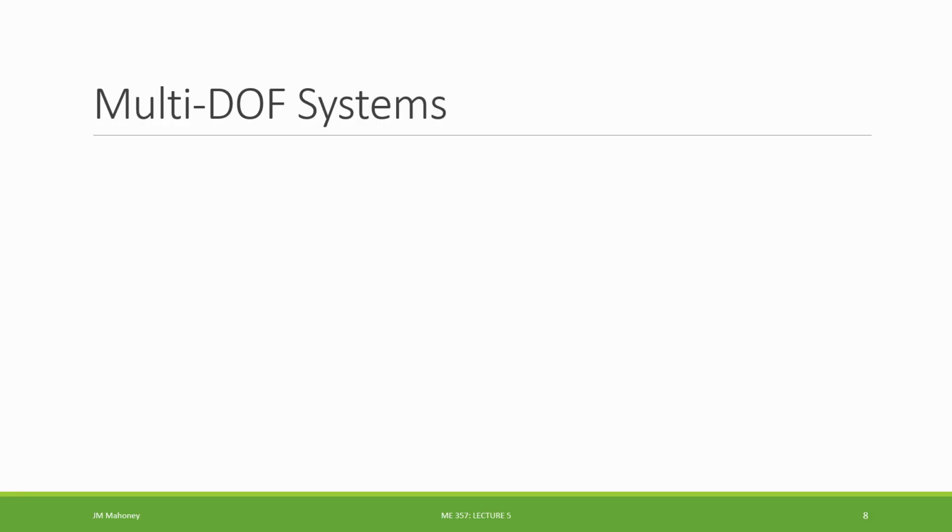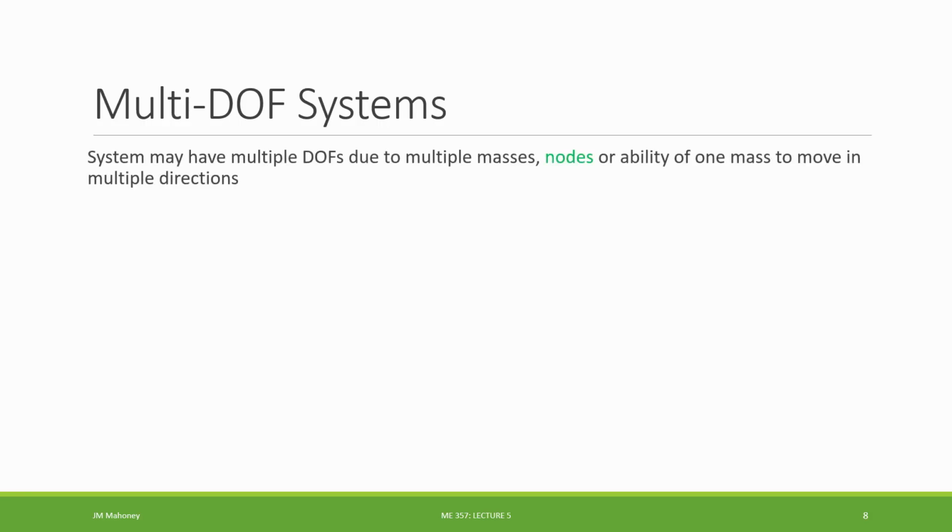Multi-degree of freedom systems. Sometimes a system can have multiple degrees of freedom due to multiple masses or nodes that are connected together by springs and/or dampers, and these degrees of freedom are able to move independently of each other, which means that we could hold one still and move another degree of freedom. So for example, if we have two masses connected by a spring, we could hold one mass still and move the other mass because the spring is able to get longer and shorter.